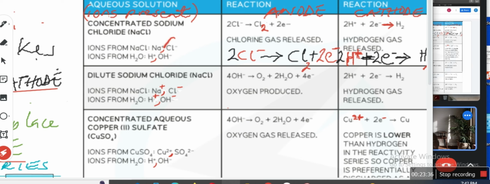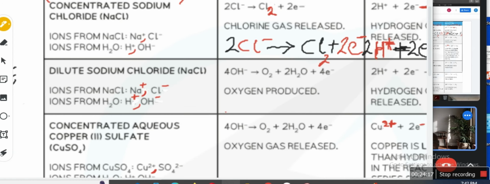Which ones are the negative ions here? The chloride and the hydroxide are the negative ones. Which ones are the positive ones? The sodium and the hydrogen. Now, which ones will go to the anode? Remember, the anode is the positive electrode. So the chloride and the hydroxide will go to the anode. Let me draw a circle around it so that you will see how that plays out.